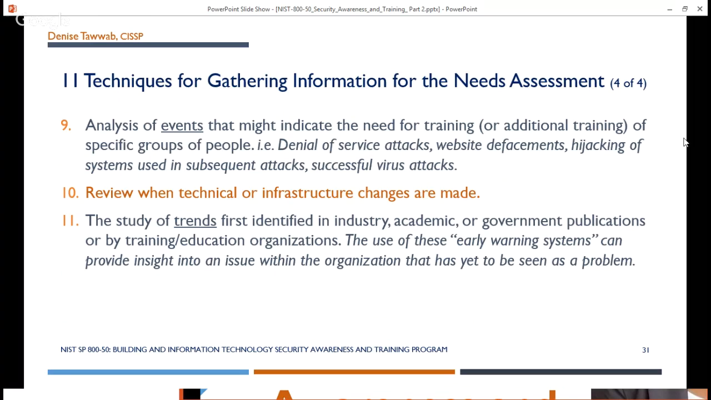Ten, you can review when technical or infrastructure changes are made. So anytime there's a change in technology or infrastructure, that could be a good indication that some more training is required. Eleven, the study of trends that have been identified across your industry, within academia or within government publications, or by training organizations. So these are your early warning systems. When you begin to hear about what's happening in your ecosystem, you can start to plan for some training needs to come out of that.